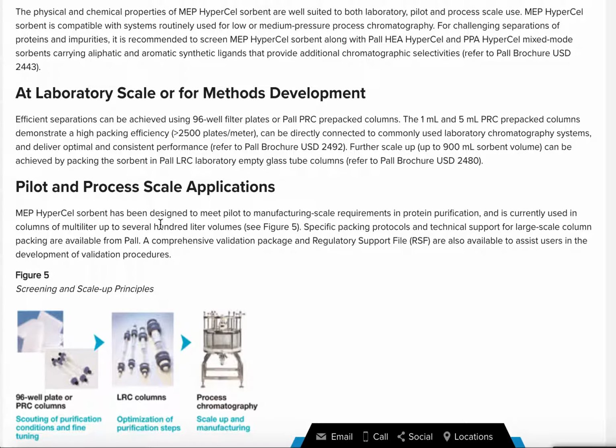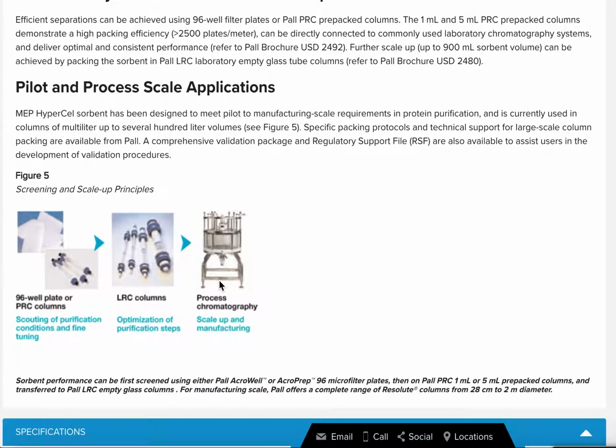For pilot and process scale application, MEP HyperCel sorbent has been designed to meet pilot to process manufacturing scale requirements in protein purification and is currently used in columns of multi-liter up to several hundred liter volumes. Specific packing protocol and technical support for large-scale column packing are available.